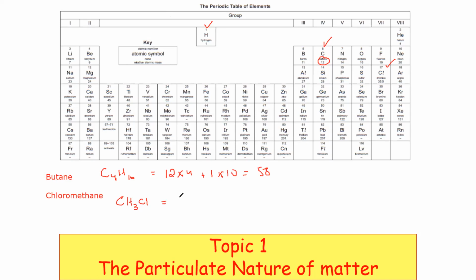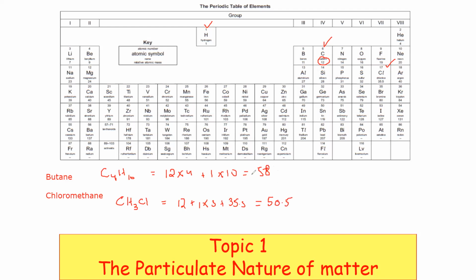And here carbon is 12 plus hydrogen is 1 multiplied by 3, plus chlorine is 35.5. Not multiplied by 2, because only one chlorine is there. So this will be 15 plus 35.5. That's equal to 50.5.